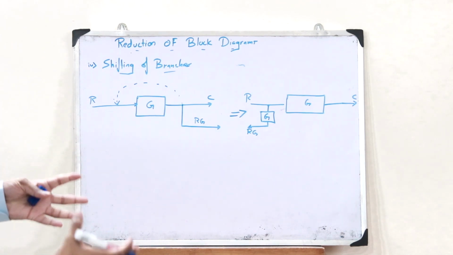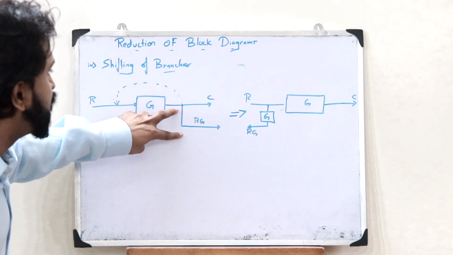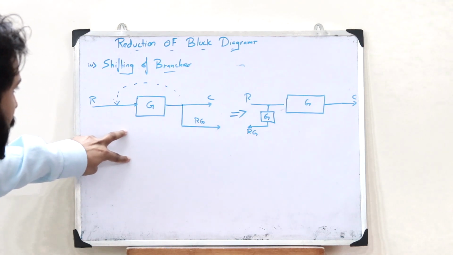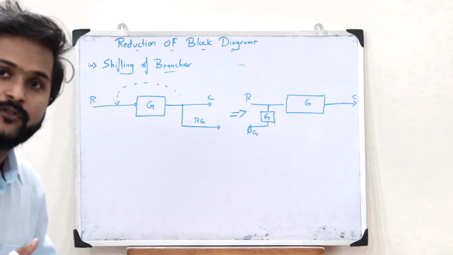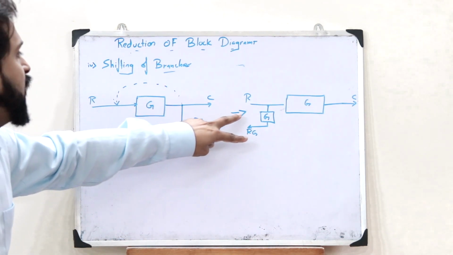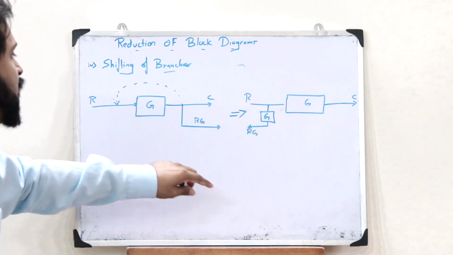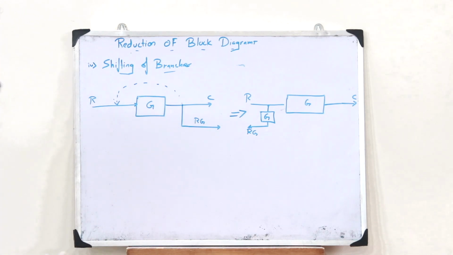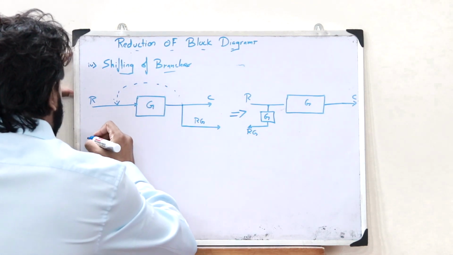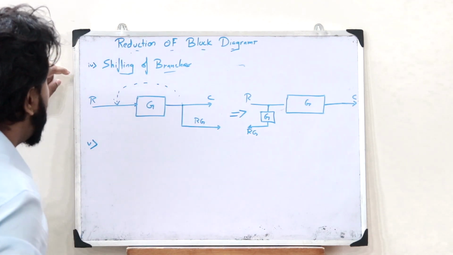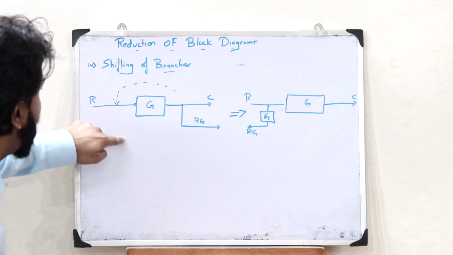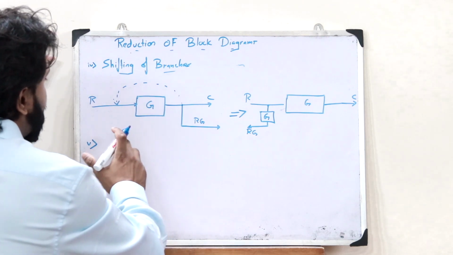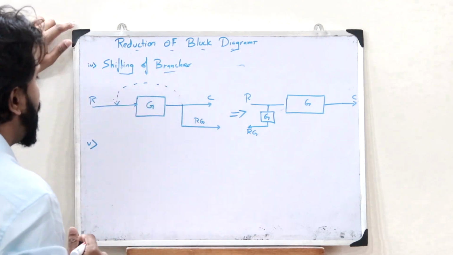As simple as that, guys. So simply in layman's terms, if we have to shift a branch before a particular block, all we have to do is place another block in that particular branch with the gain of that particular block, G. As simple as that. So now, on the contrary, let us see another case in which we need to shift a branch from here to over here. That is, shifting a branch ahead of a particular block.